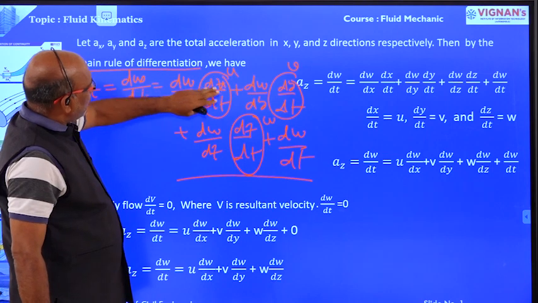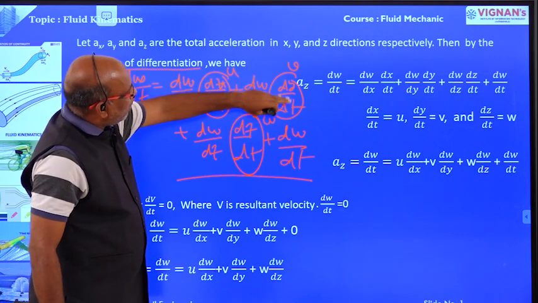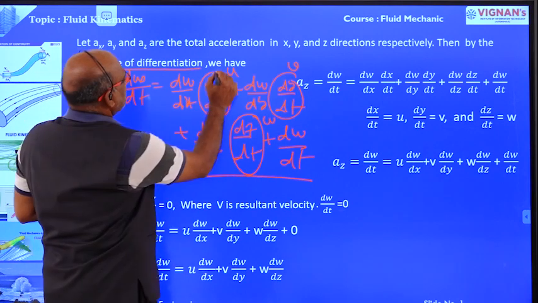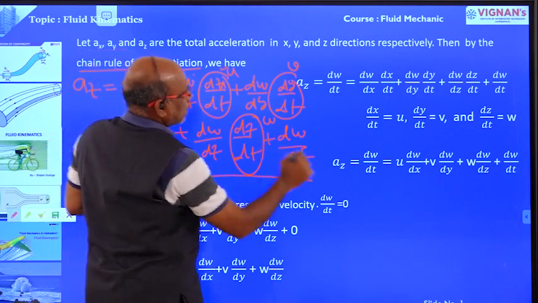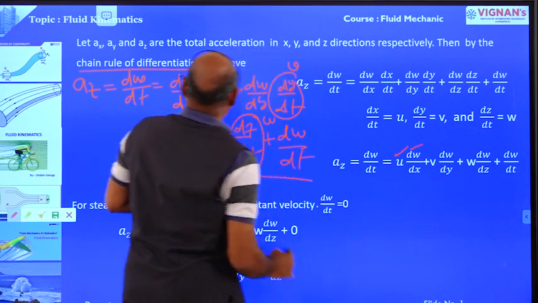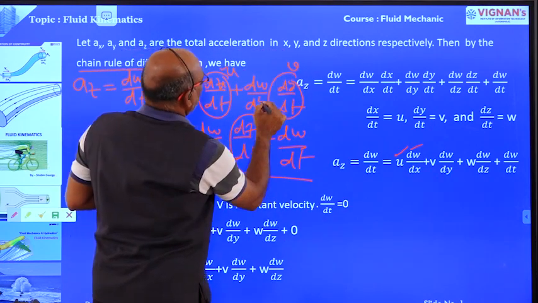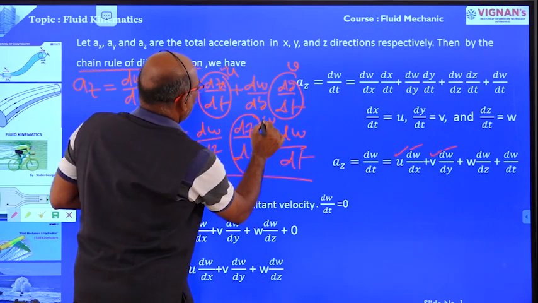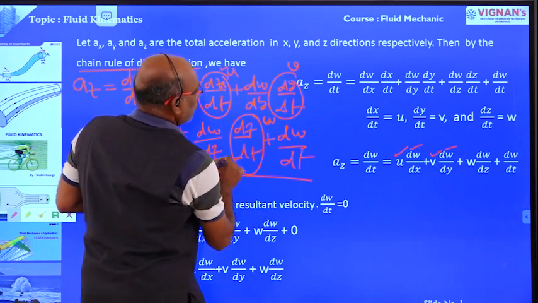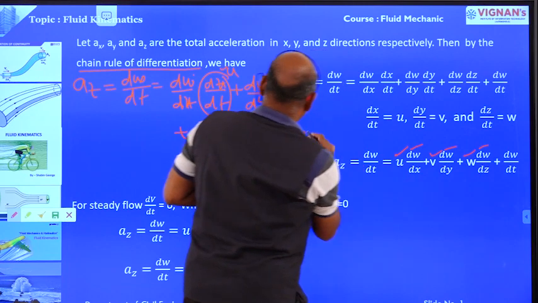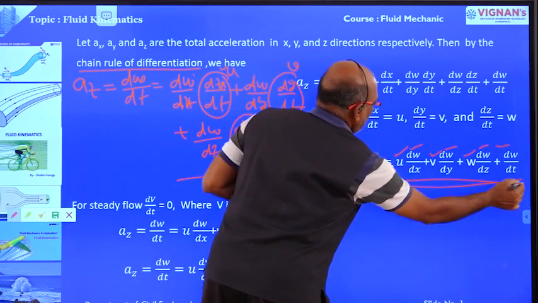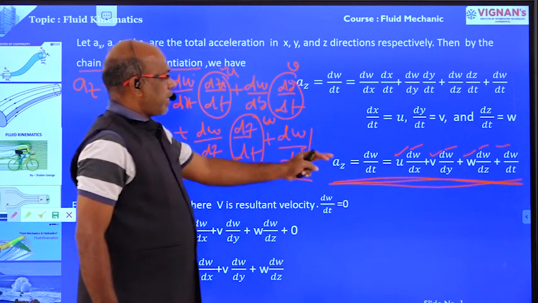Now in place of dx by dt put u, dy by dt put v, dz by dt put w, then this formula is u into dw by dx, and v into dw by dy, and w into dw by dz, and dw by dt. This is the formula in case of acceleration in z direction.